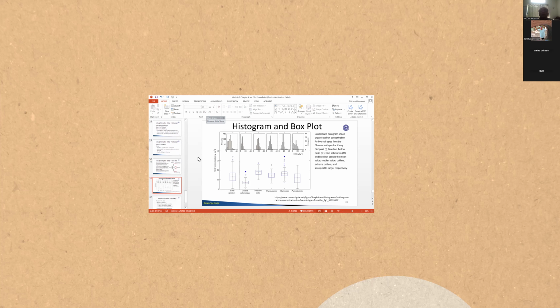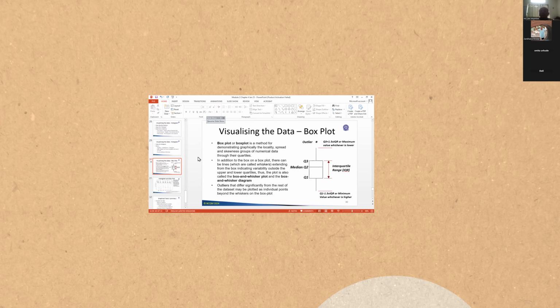Box plots is another thing. Now you see we understood quartiles. So using that concept Q1, Q2, Q3, you can plot a box plot, right? A box plot is a method for demonstrating graphically the locality, spread and skewness of groups of numerical data through their quartiles. In addition to the box on a box plot, there can be lines which are called whiskers extending from the box indicating variability outside the upper and lower quartiles.